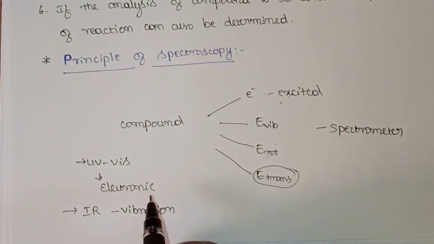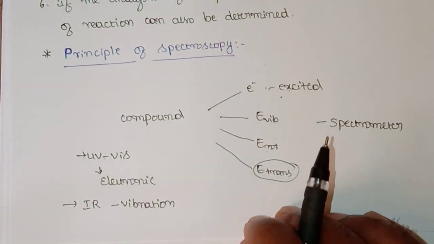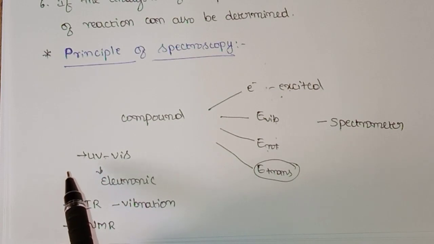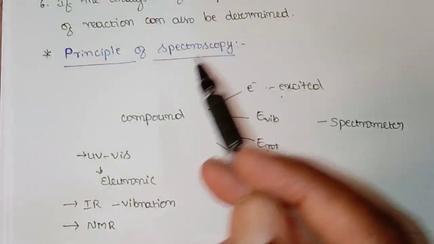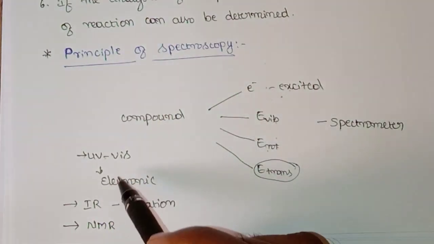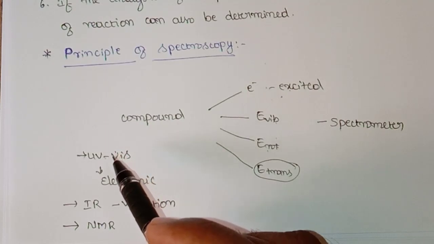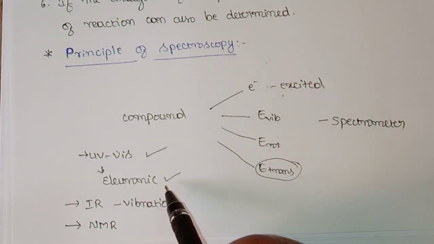And if you pass radio waves onto the material, that gives us an excellent tool which we call NMR, nuclear magnetic resonance spectroscopy. These are the three major types of spectroscopic techniques. Still we have mass spectrometry, and NQR, nuclear quadrupole resonance spectroscopy, also. But let us see UV visible, IR and NMR spectroscopies one after the other. Firstly, we shall consider UV visible spectroscopy, which is also called electronic spectroscopy.